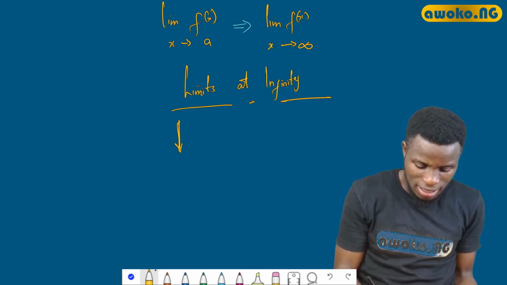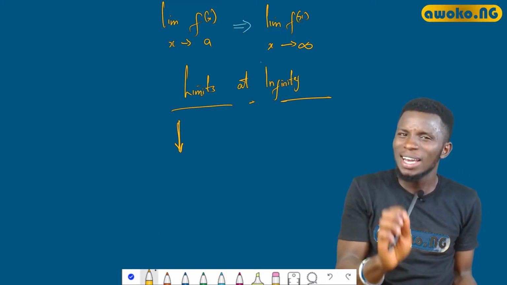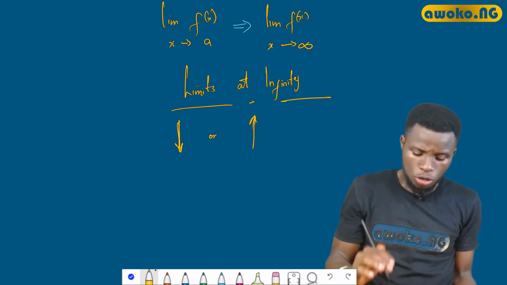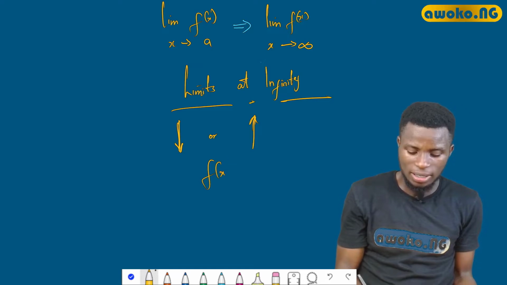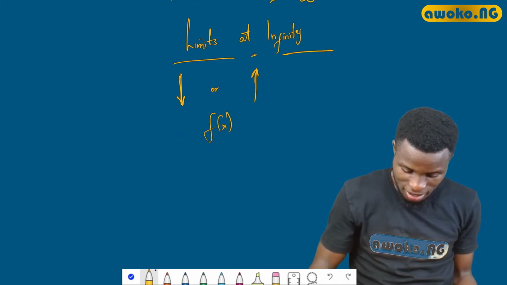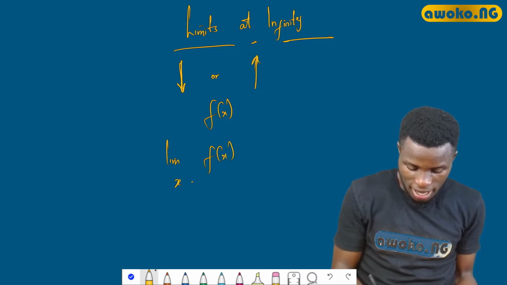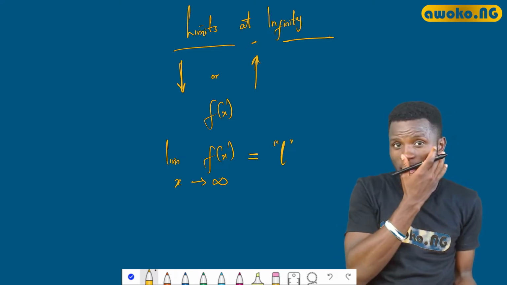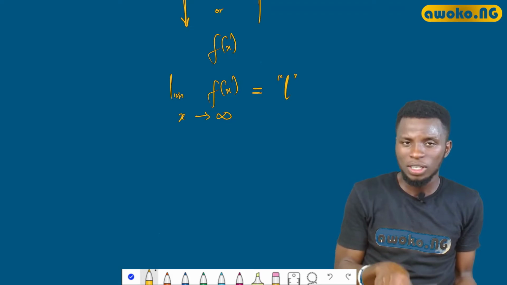So therefore, if the values of the independent variable x decreases, take note, if it decreases without bounds, without any control, through the negative values, or also increases without bound through the positive values, then we say that that function of x, seen as f of x, has limits at infinity, and it is written as the limit of the function f of x as x approaches infinity is equal to L.